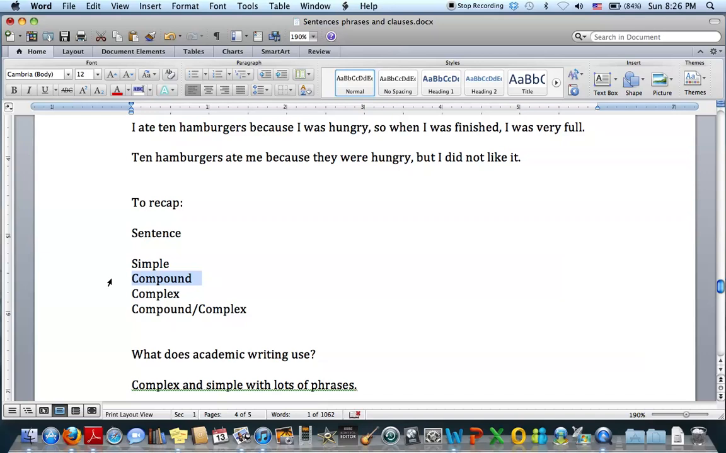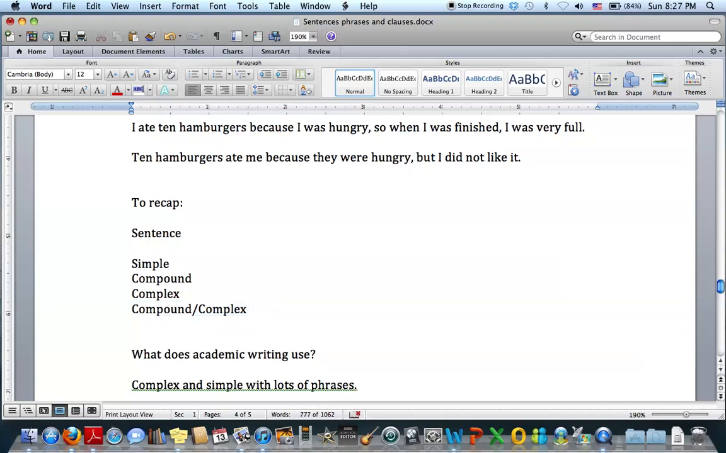A compound sentence is a sentence that has at least two independent clauses joined with a conjunction. Again, it can have several phrases in it too. A complex sentence has only one independent clause, but it also has at least one dependent clause. It can have many dependent clauses in it, but only one independent clause. And finally, the one that we were just looking at, compound complex. It has to have at least two independent clauses joined by a conjunction, and it has to have at least one dependent clause. And there we go.